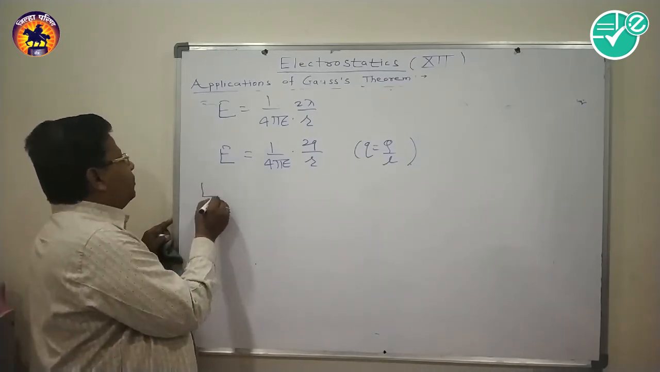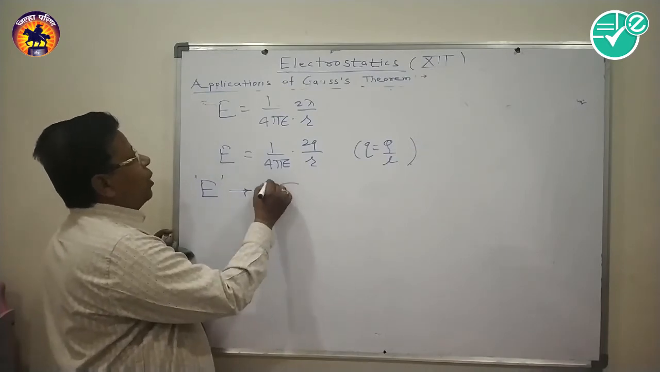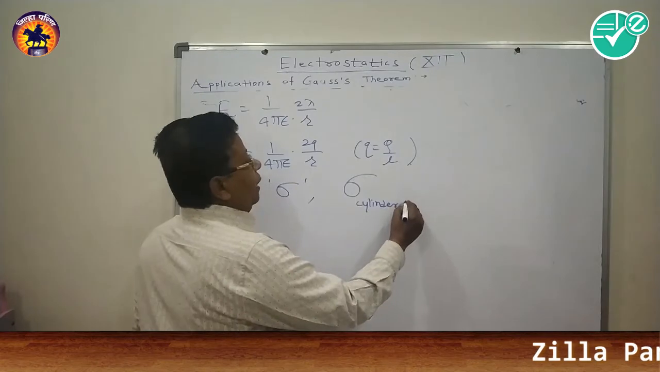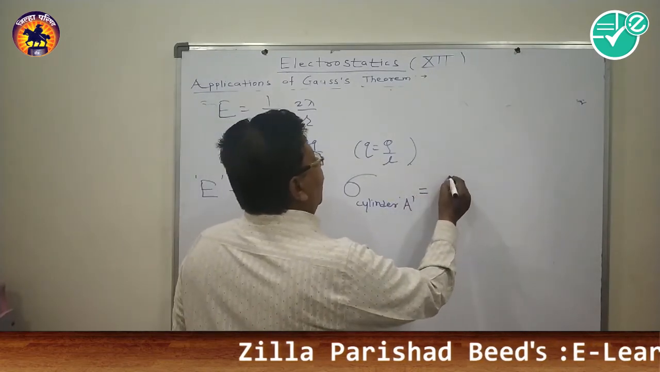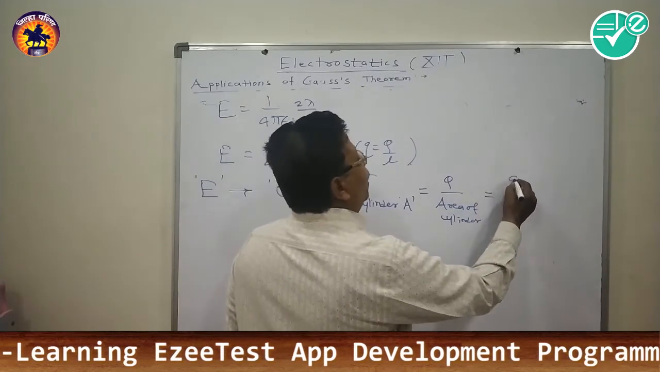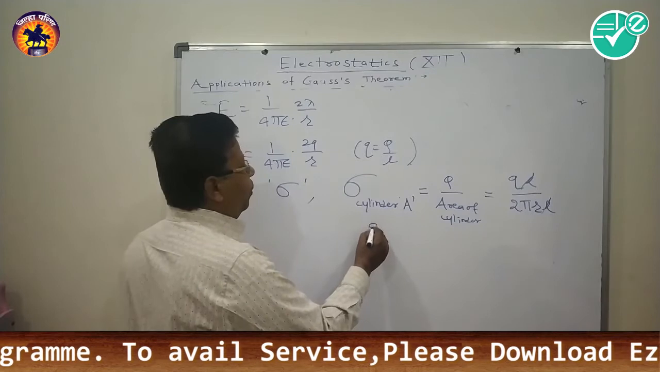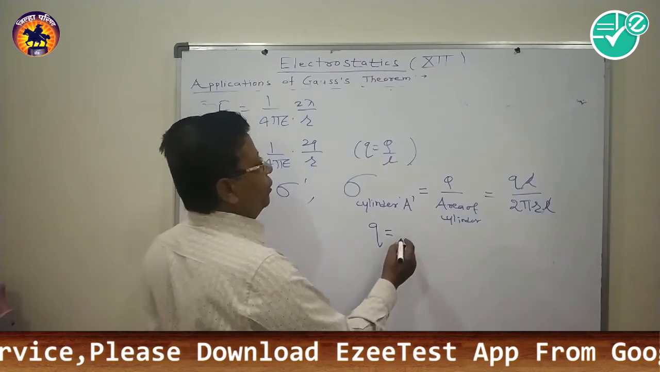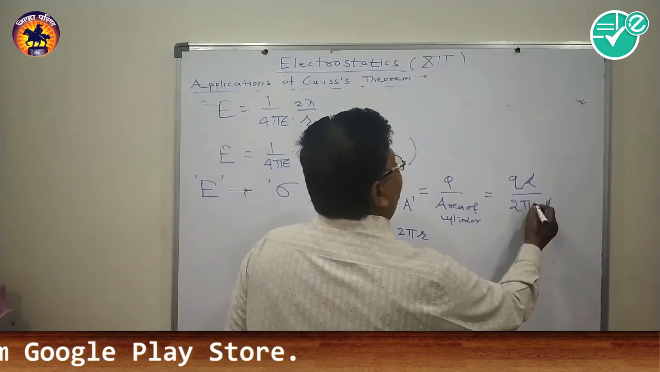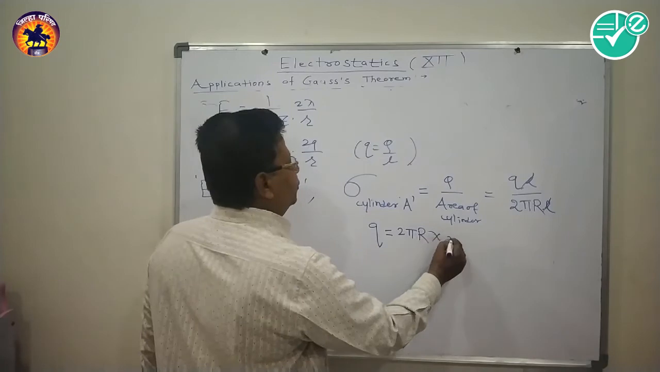Again, the expression for electric field intensity outside a charged cylinder can be expressed in terms of sigma. As we know that surface charge density of cylinder A is equal to capital Q divided by area of cylinder A, which is equal to Q into small l divided by 2 pi r into L. So L gets cancelled. Therefore, charge on cylinder A, Q is equal to 2 pi r into, here this capital R is the radius of cylinder A, so 2 pi capital R into sigma.